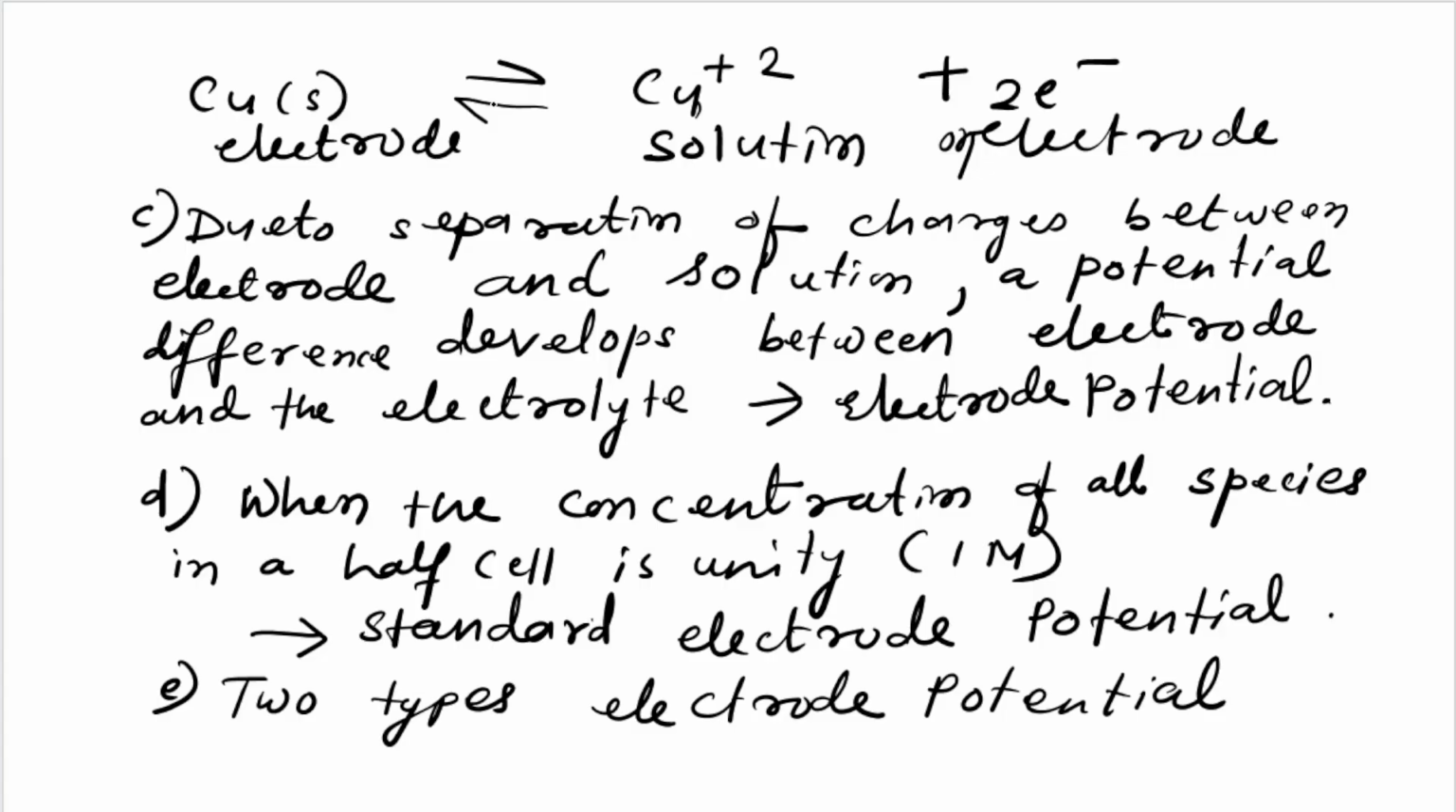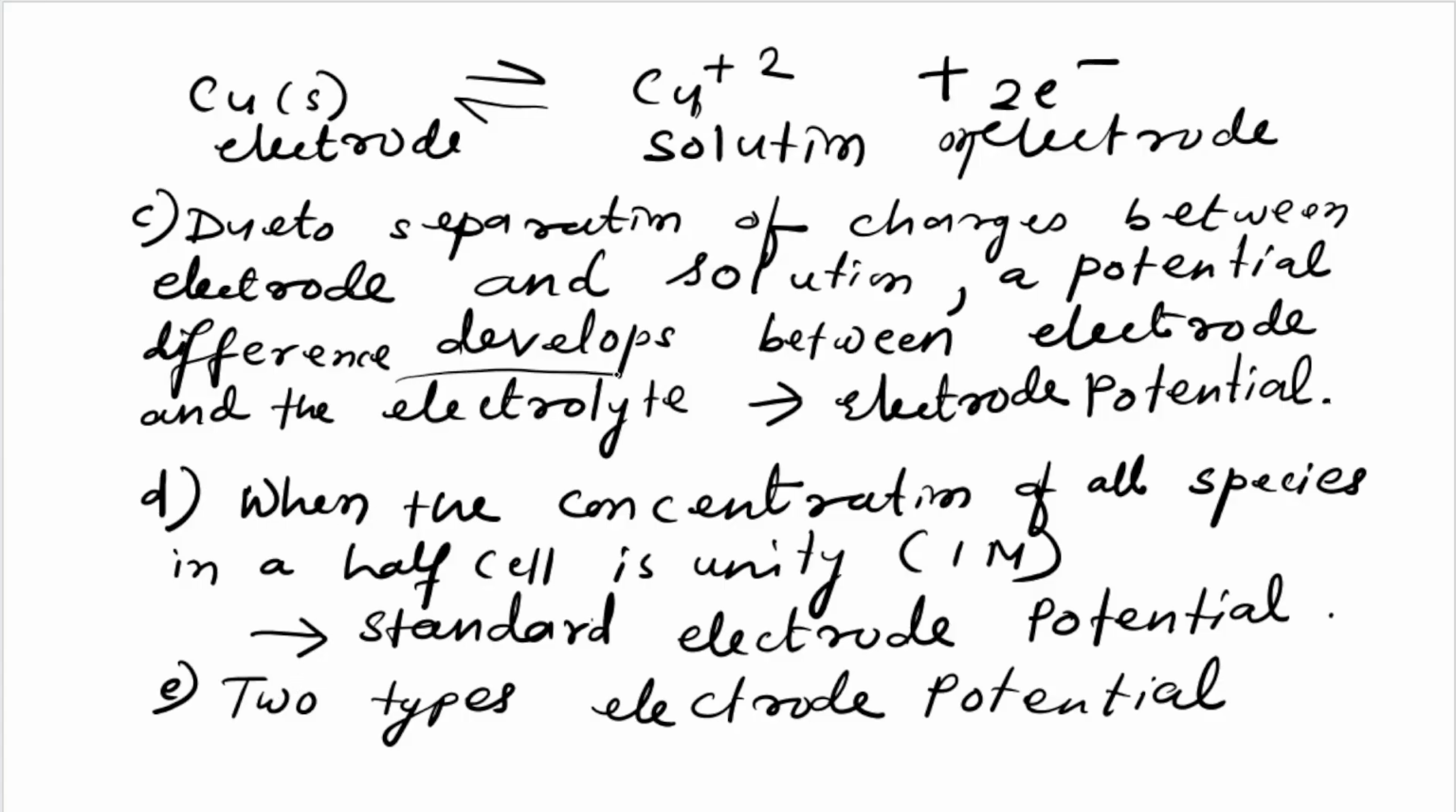Due to separation of charges between the electrode and its solution, with Cu as electrode and Cu plus 2 as solution, a potential difference develops between electrode and electrolyte. That is called electrode potential. I hope it is clear to you.